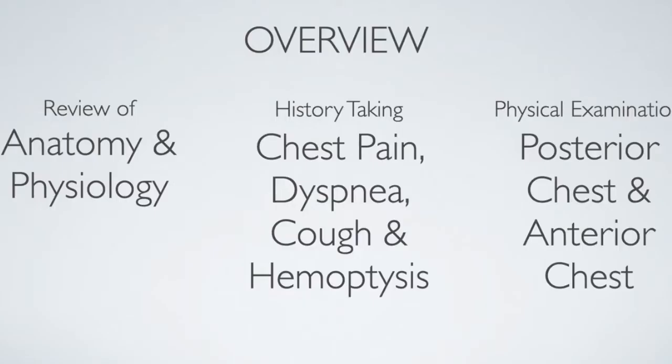For this lecture, this is our overview. First, we will be moving through a review of anatomy and physiology, followed by history taking focused on some key symptoms including chest pain, dyspnea, cough, and hemoptysis. And finally, we will be going to the topic and the practice of physical examination of the posterior and anterior chest. An important exception to the scope of this material are the breasts. While the breasts are anatomically in the chest, they will not be emphasized in this material.